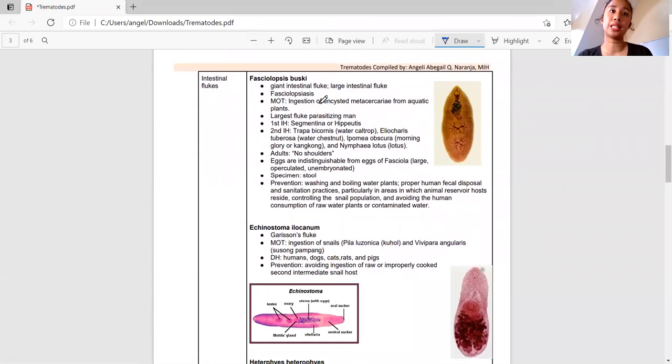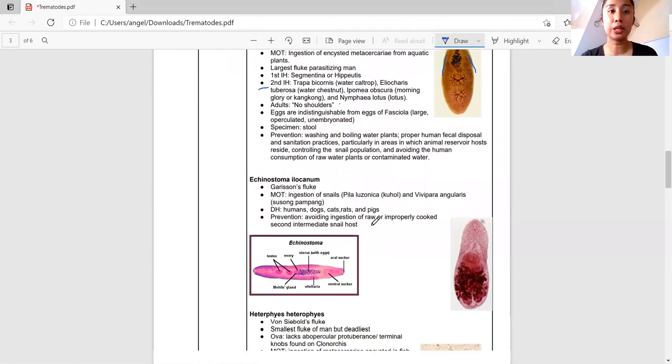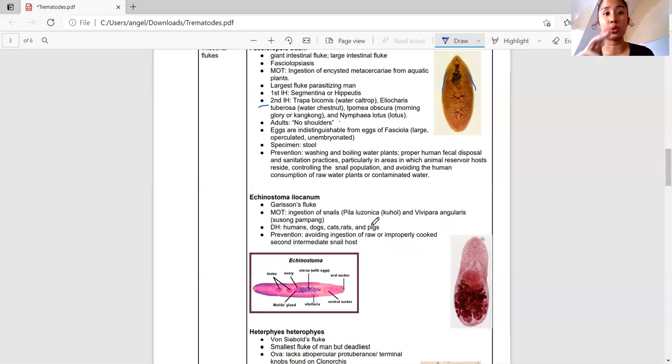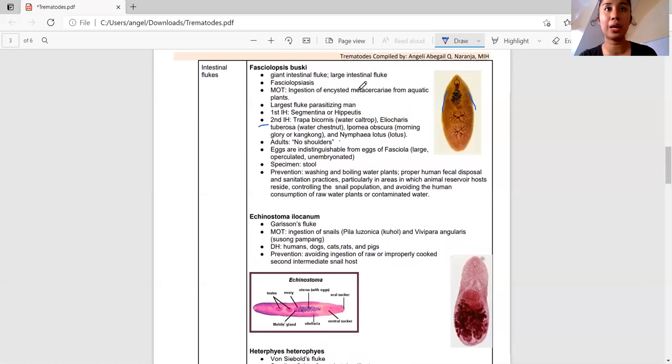Next class. So, intestinal flukes tayo. So, we have Fasciolopsis buski class. Its second intermediate host are your vegetation. So, ingestion, ang mode of transmission niya. According to Zybig, the adults have no shoulders, yung hindi broad yung ditong area. So no shoulders for Fasciolopsis buski. Unlike your fasciola, they have a so-called shoulders. Yeah. And so largest fluke that parasitize men.